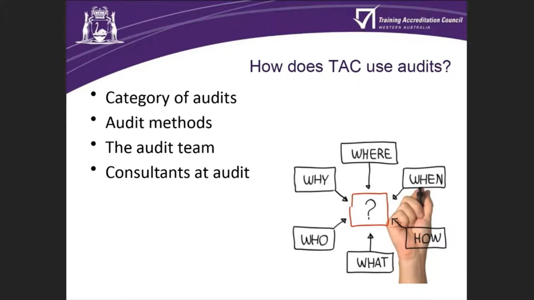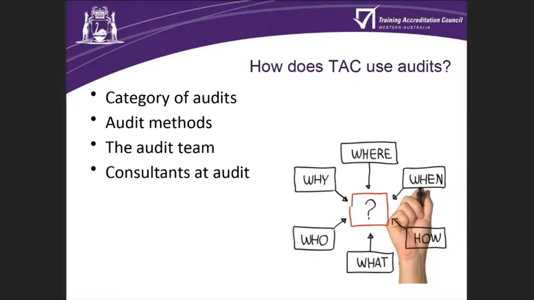So if TAC decides that they want to come in and audit, there are various types of audit that they might conduct, and these are initiated because of different criteria. So first of all, it might be a monitoring audit. A monitoring audit is usually where something in the past has occurred and TAC wants to come in and just double check that things are running smoothly, or to double check that any issues surrounding specific training products or standards are being managed correctly.